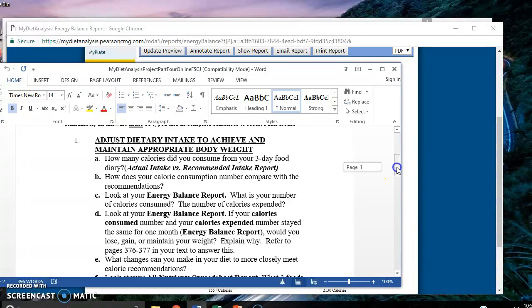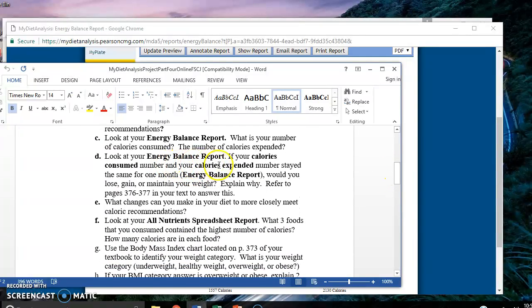So the question that it's asking you, if your calories consumed number and your calories expended number stayed the same for 1 month, would you lose, gain, or maintain your weight? After you put that you would lose, gain, or maintain your weight, you need to explain why. If you do not explain why, you will lose points. If you look on pages 376 to 377 in your textbook, it can help you to explain the why part of this question.